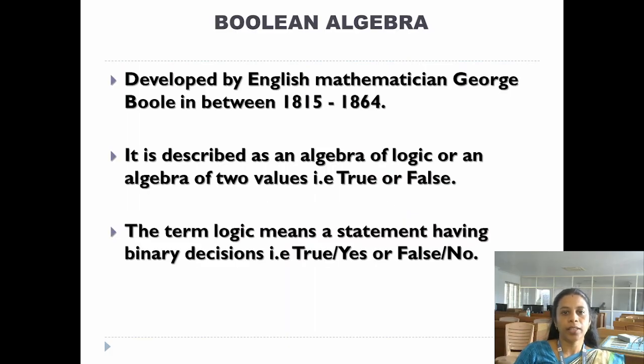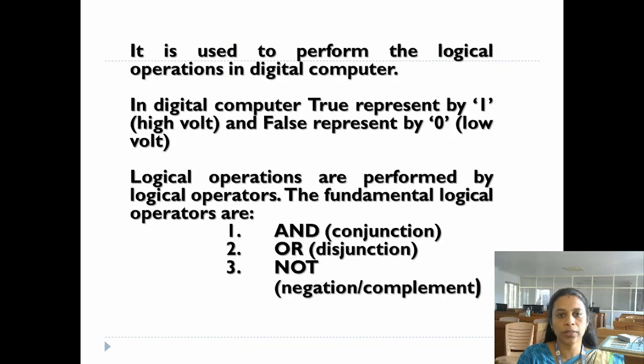Boolean algebra was developed by the English mathematician George Boole between 1815 and 1864. Boolean algebra is described by only two logic values, that is 0 and 1. It also means true or false. Logic means a statement having two binary decisions, true or false. So true is given by logic 1 and a false statement is represented by logic 0.